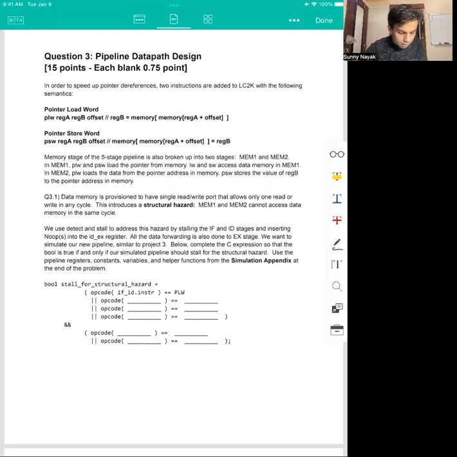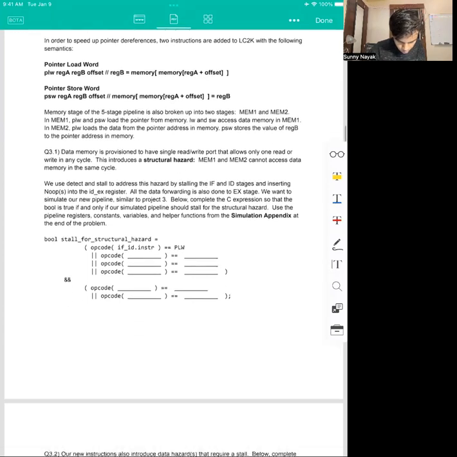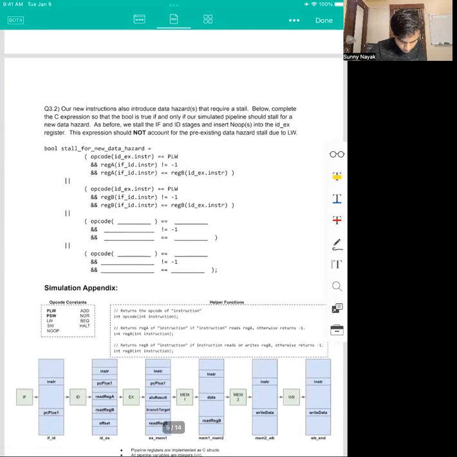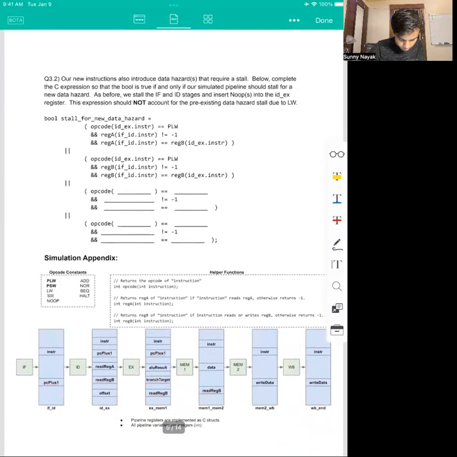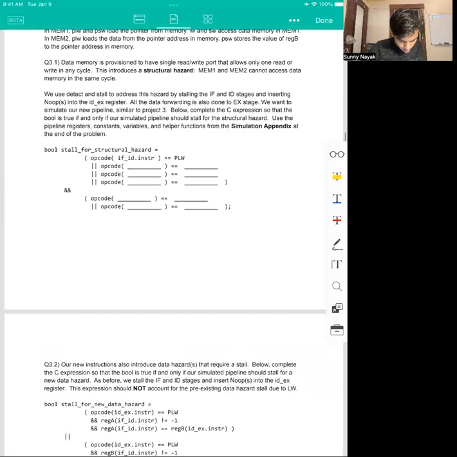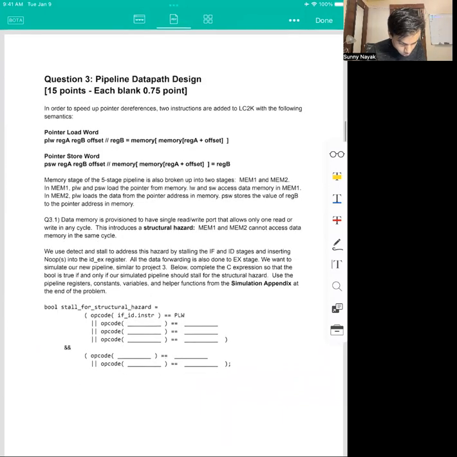Okay, so question 3 is a pipeline data path design question. And essentially it gives us some modified or new instructions. In this case, it's called pointer load word and pointer store word. And it asks us a couple of questions about how that would change the pipeline, with regards to both control hazards and data hazards. It kind of asks us to fill in some code that we'd write if we were simulating it.